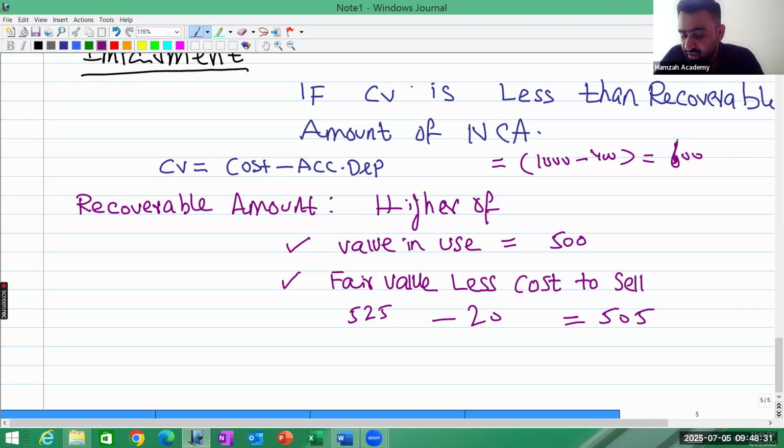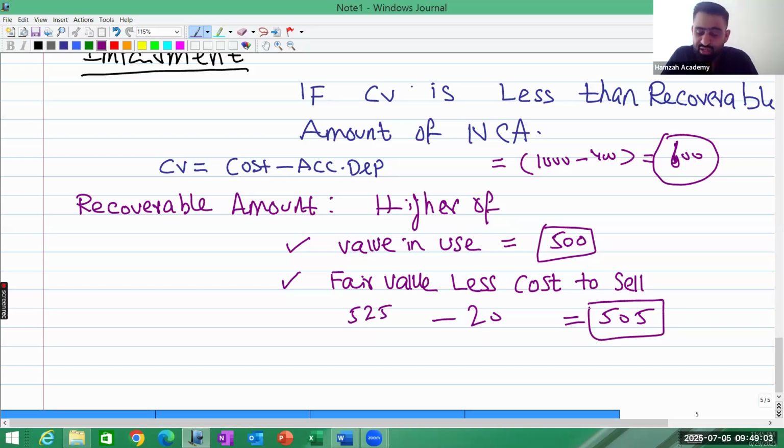So that means your balance sheet, your financial position is telling that the carrying value of the machine is 600, means your expected benefits are 600. But the recoverable amount is the actual, or the maximum, economic benefit which we can generate from the asset. The value in use is 500 and the fair value less cost to sell is 505. So recoverable amount is 505.